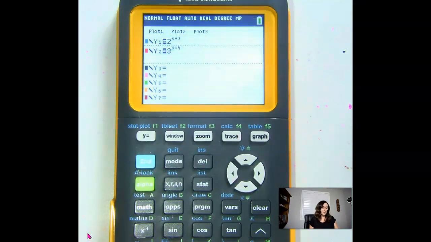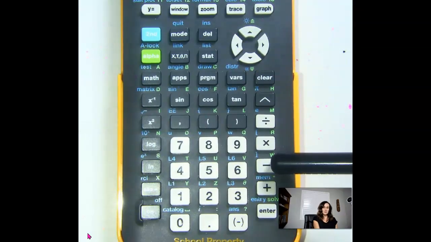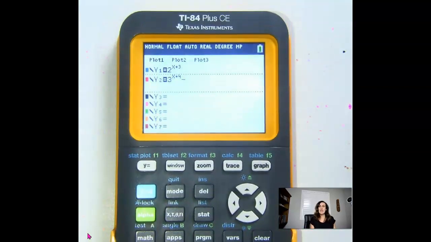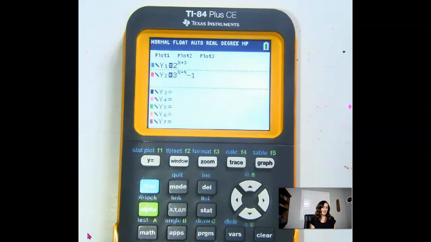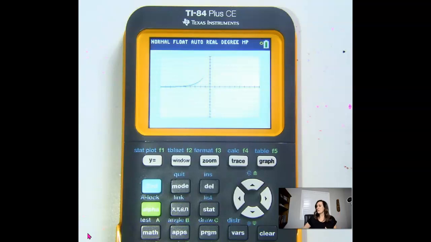And on this one, you have to arrow out of the exponent before you put subtraction. And just a basic review is here's the subtraction and here's the negative, and you want to make sure you use subtraction. So you're going to put subtract, and then you're going to type in the 1. And then because I already did a zoom 6, which is a standard window, you can just simply hit trace, and it's just going to trace out those two sides of the equation.